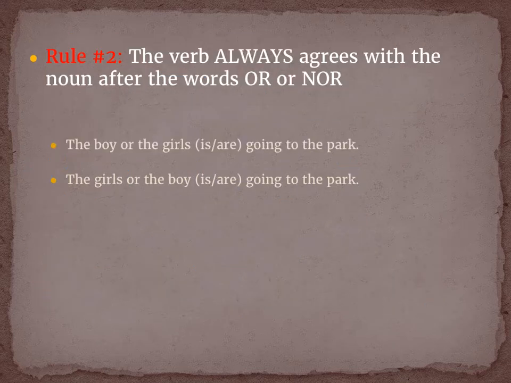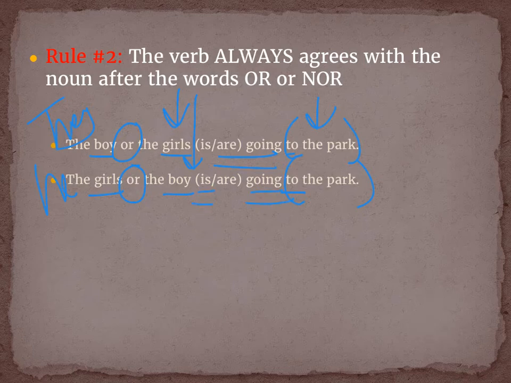Rule number 2 states that the verb always agrees with the noun that comes after the words or nor. This tells us that we must have two subjects always. So if we look at our first two sentences, we see the word to in both of them. We notice that the word that comes after it is not a verb, so we then have a prepositional phrase. Since we see the word or in both of them, once again that could be or nor, we see that there are two subjects, boy, girls, girls, boy. But we always look at the one that comes after the or nor. So because of it, in the first sentence, girls is plural, so it's like saying they, so we would say they are going. In the second one, boy is singular, so it's like saying he is going.